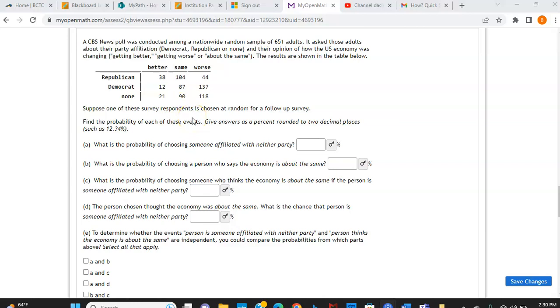And out of those people, which ones were actually affiliated with neither party? Well, there were 90 of them affiliated with no party, right here. And so we only need 90 out of the 281 people that were in this column. So 90 out of 281.